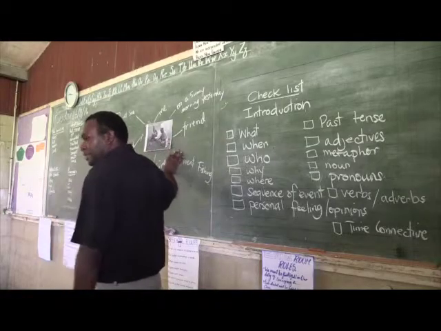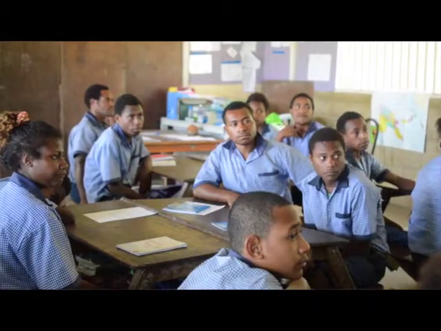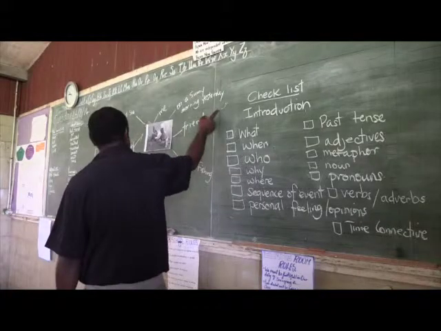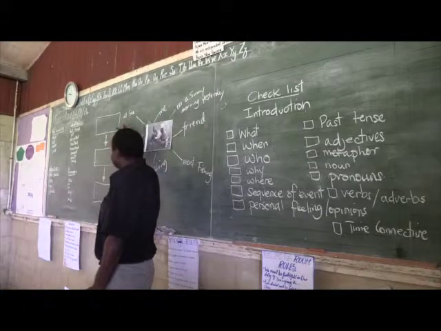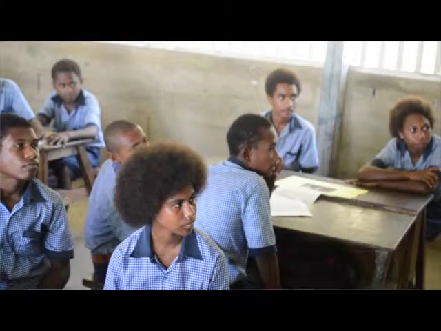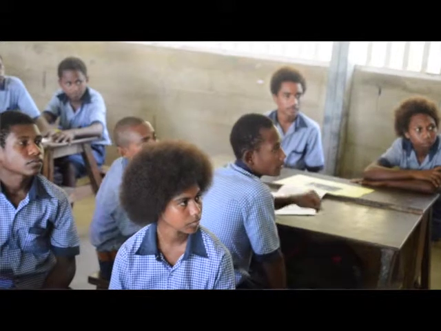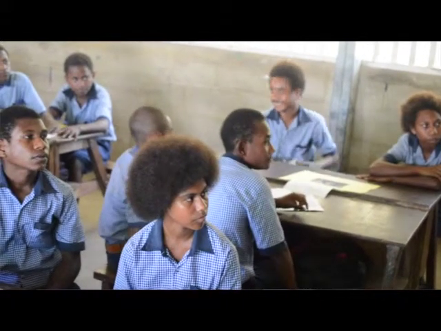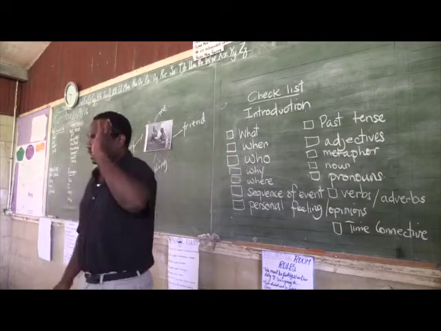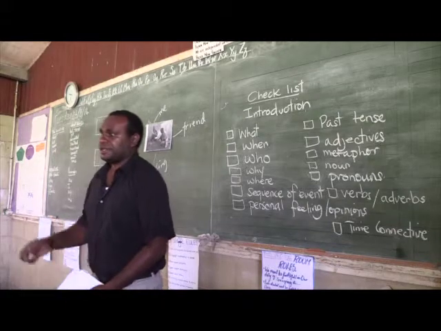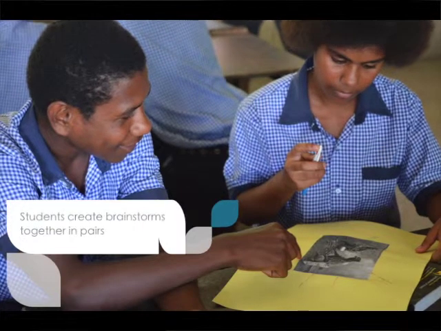I have this mind map completed. Let's look at the checklist to see what we have here. He went fishing. When? On a sunny morning yesterday. Where did he go fishing? At sea. Or we might say went to the sea or at the sea. In your discussion, make sure you have in mind what should be included from our checklist, so that it can help you to do the brainstorming and the mind mapping together.